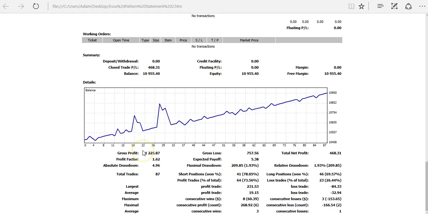So that's those. Our profit factor of 1.62. Essentially, it's just a ratio of our gross profit to our gross loss. So we would simply divide our gross profit here by our gross loss here, and that's where we arrive at a profit factor of 1.62. Our expected payoff of $5.38. That's essentially just the total net profit divided by the total number of trades.